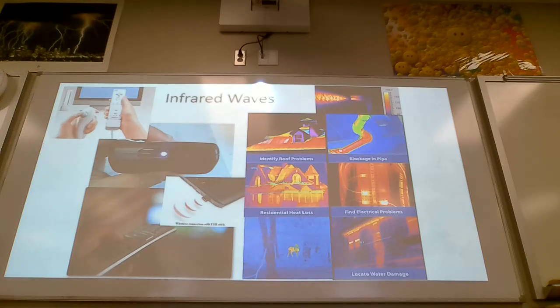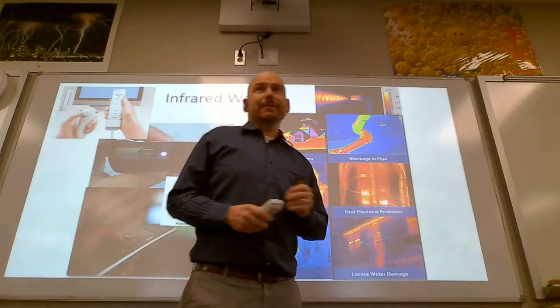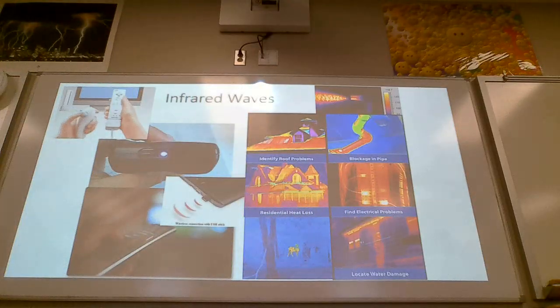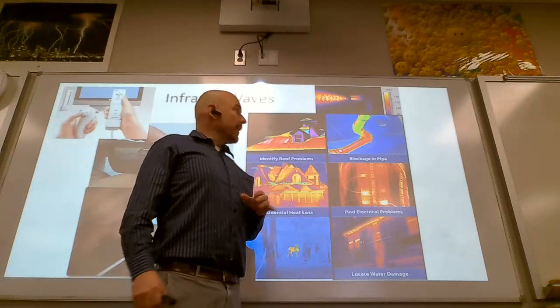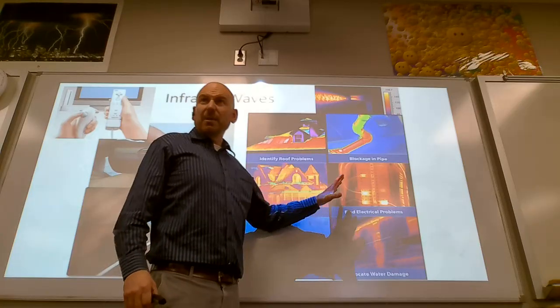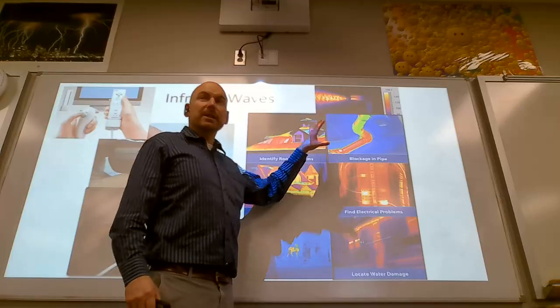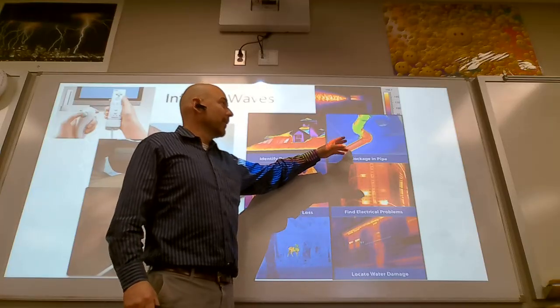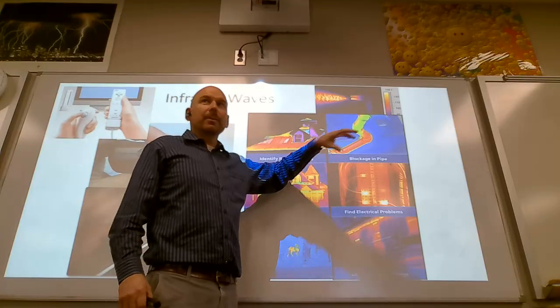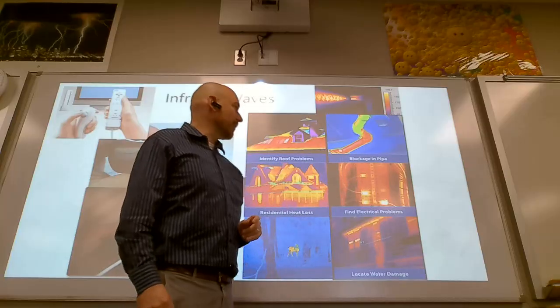There's another part of the infrared waves that deals with heat, which we'll talk about later this year. Anything above absolute zero emits infrared waves. This is how Predator sees. If you have a thermal imaging camera, you can do some really cool stuff with it. You can see where you have a clog in your pipe: pump hot water down it and see where it stops. There's the blockage right there.